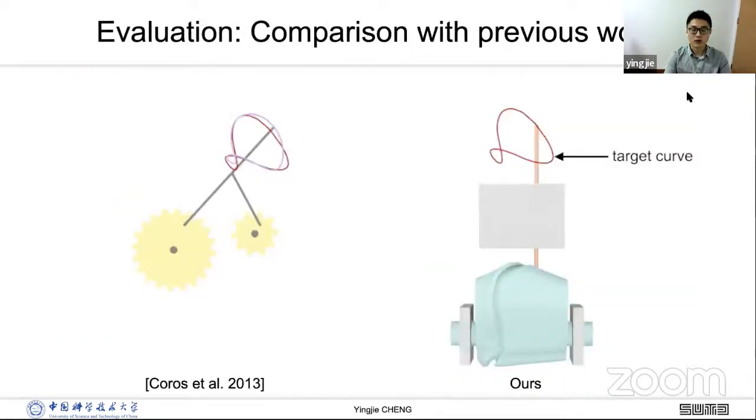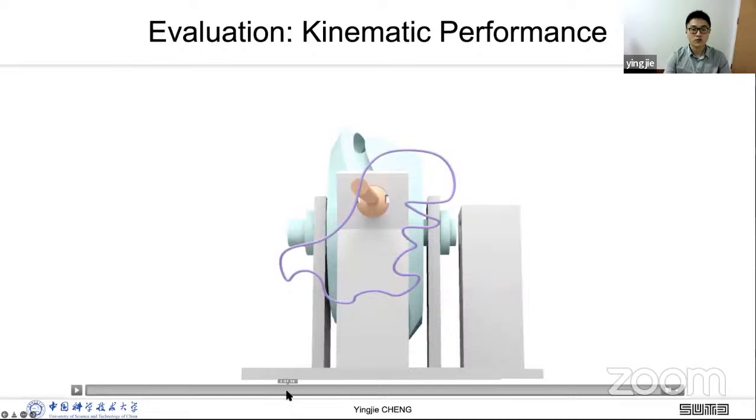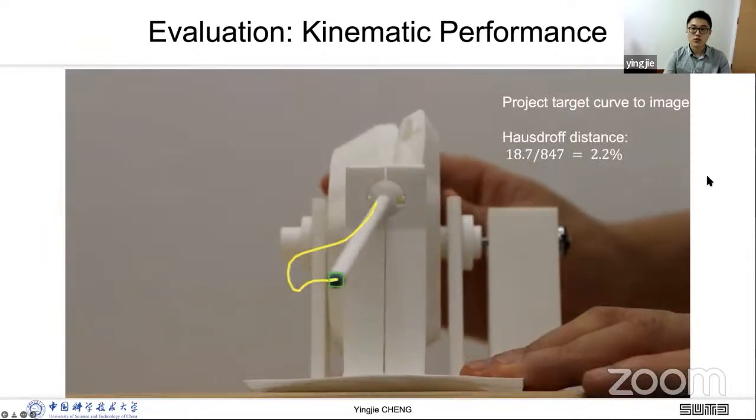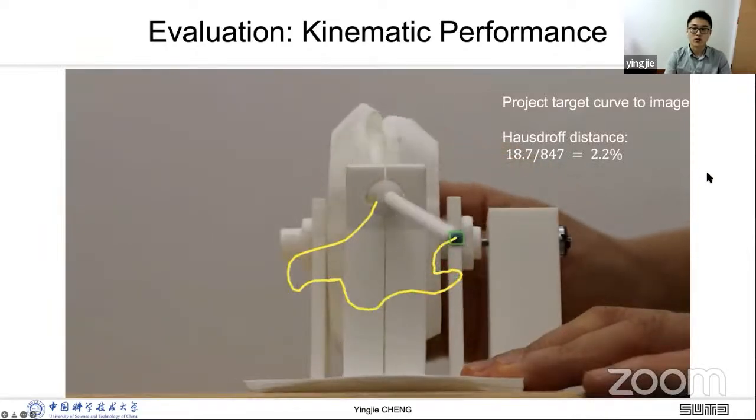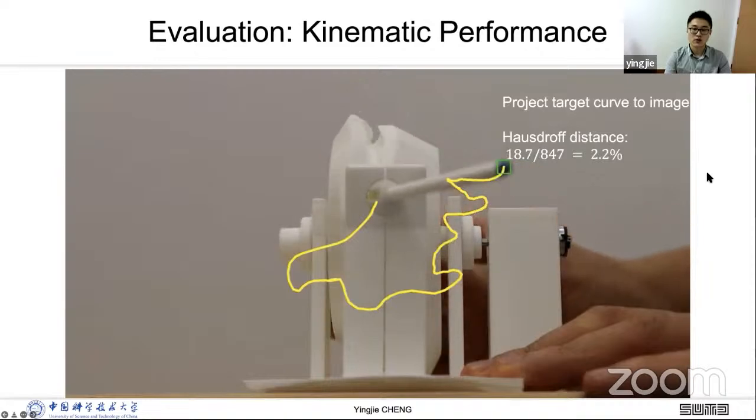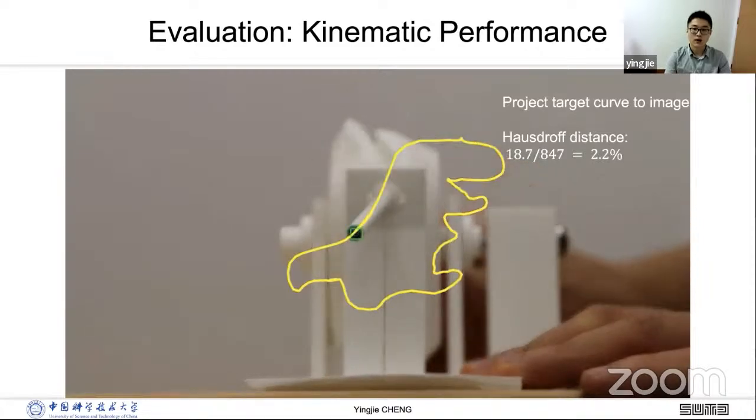And we fabricated it with FDM 3D printing. We use image-based object tracking to track the curve and show the driving curve. And last, we project the target curve to the image. The Hausdorff distance between the two curves is 2.2%, which could be caused by the fabricating assembly or object tracking error.